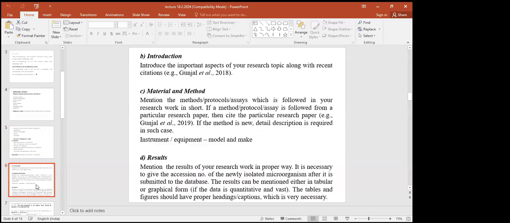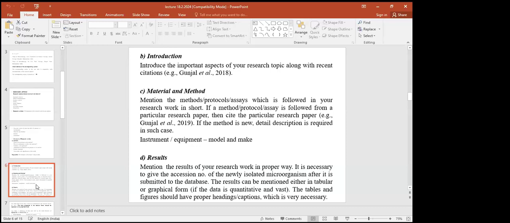Then after this is done comes the introduction. Now when you are writing the introduction, it covers the important aspects of your research topic along with recent citations. Before writing the introduction, you just have to read the title of your topic. Taking that title into consideration, you have to cover all the aspects of your title and write down the introduction. So you have to expand each aspect which is there in your title, along with the citations.